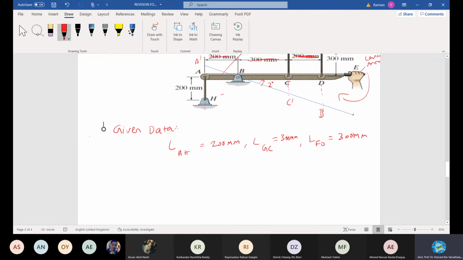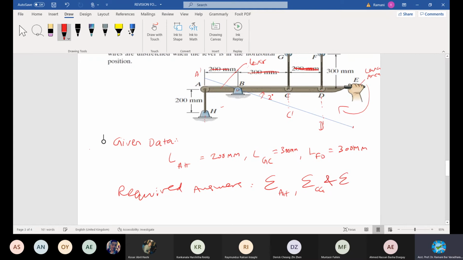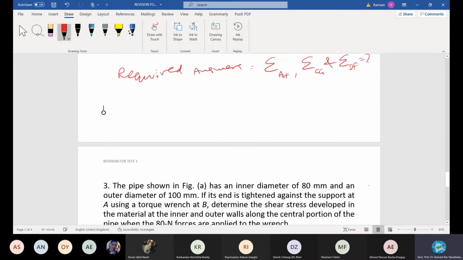Let's start from this one. Right. Now, what is the value? We are going to find the change in value at these points. What is the relation, what's the required answer? I just write the required answer. Required answers, strain value. I mark the strain at this point. Strain at AH, strain at CG, and strain at DF. Okay, these are the values asked. Let's calculate one by one.